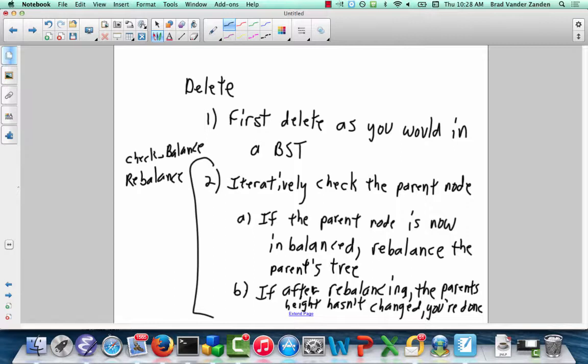So it doesn't matter whether you do an insert or delete. You just call check balance, and it recomputes the height of the parent node. If the parent's node hasn't changed in height, we're done. If not, we call rebalance to rebalance the parent. And then we just do this little algorithm here. So that's it. Okay?